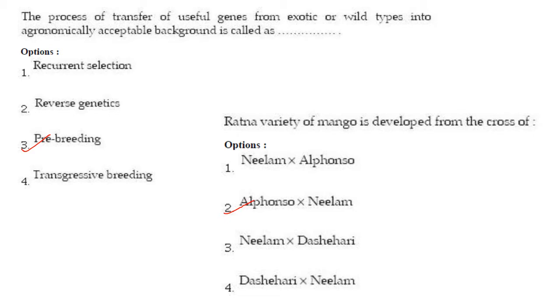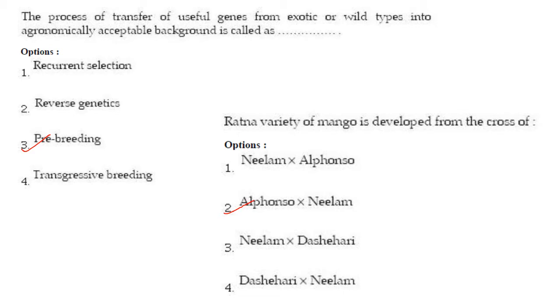Next one, the process of transfer of useful genes from exotic or wild types into agronomically acceptable background is called as: option 1 recurrent selection, 2 reverse genetics, 3 pre-breeding, 4 transgressive breeding. Answer is option 3 pre-breeding.